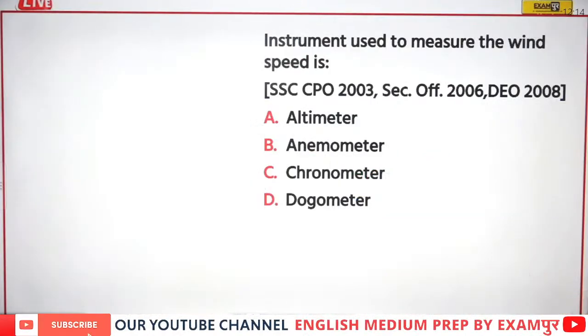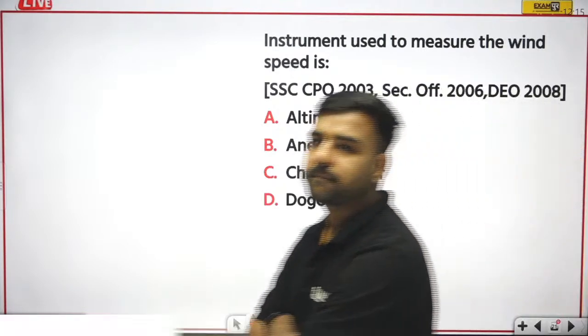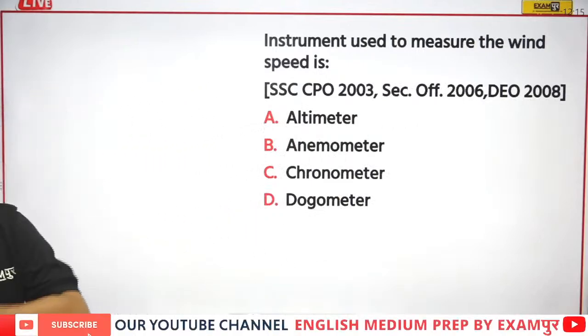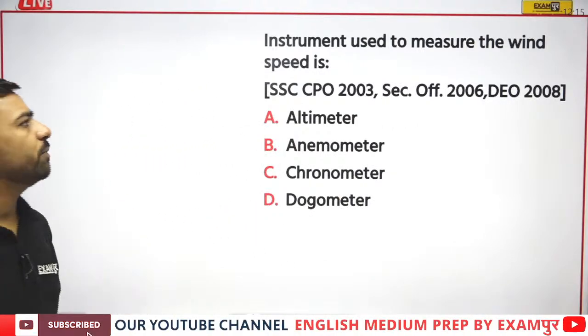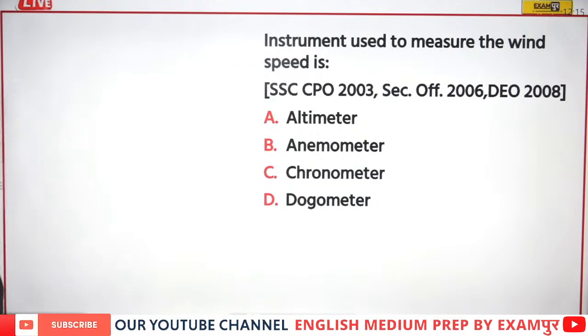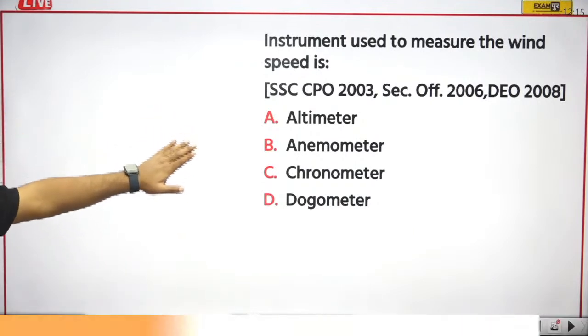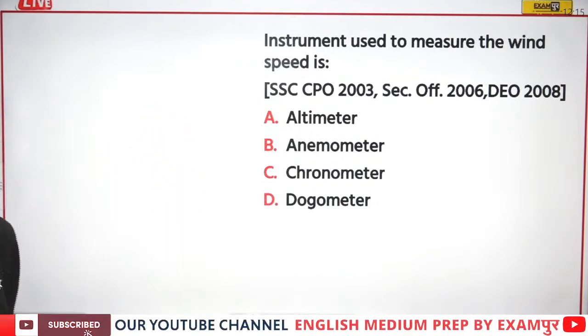Okay, so there's a next question. Instrument used to measure the wind speed is what? So the instrument which is used to measure the wind speed, is it altimeter, anemometer, chronometer or dogometer? What is going to be the correct answer? Waiting for the answer please. If I talk about the instrument which is used to measure the wind speed, is it altimeter, anemometer, chronometer or dogometer? What is the correct answer?